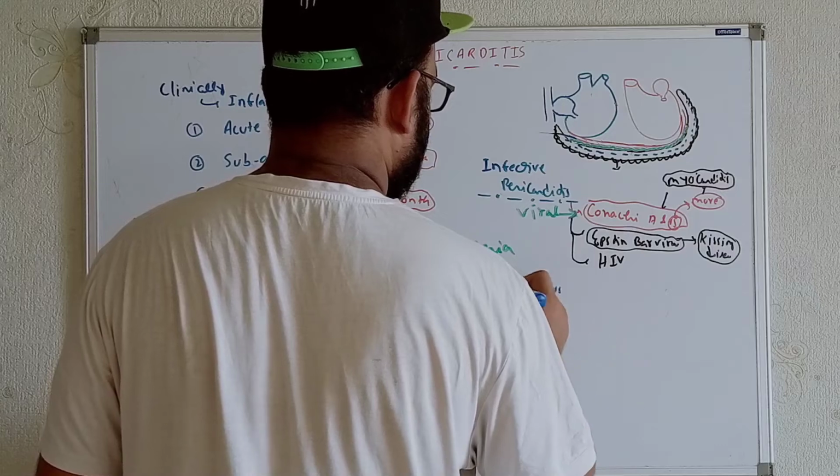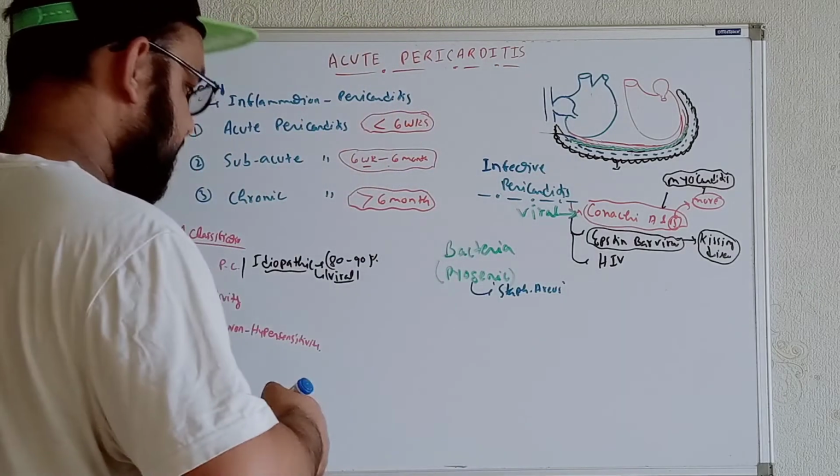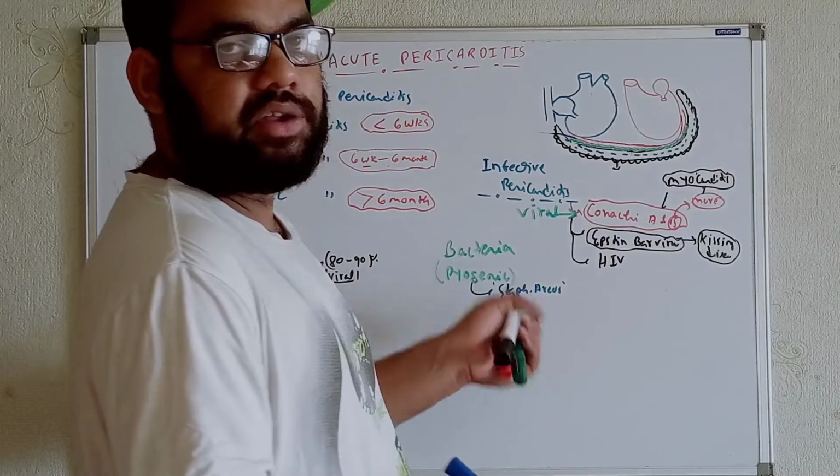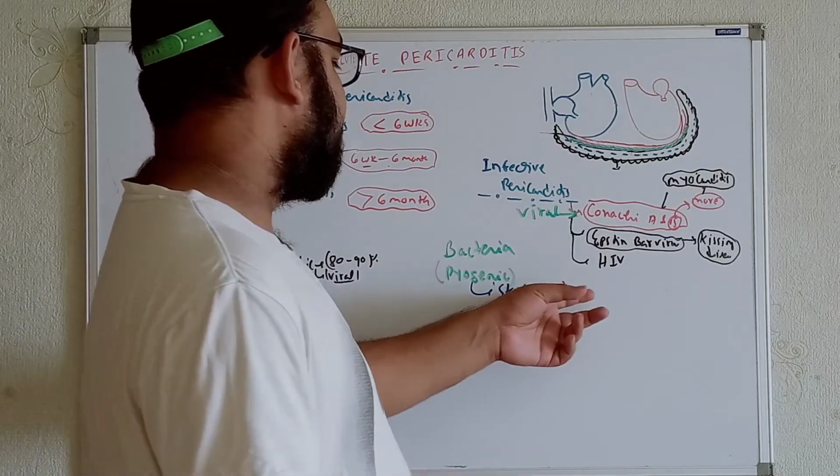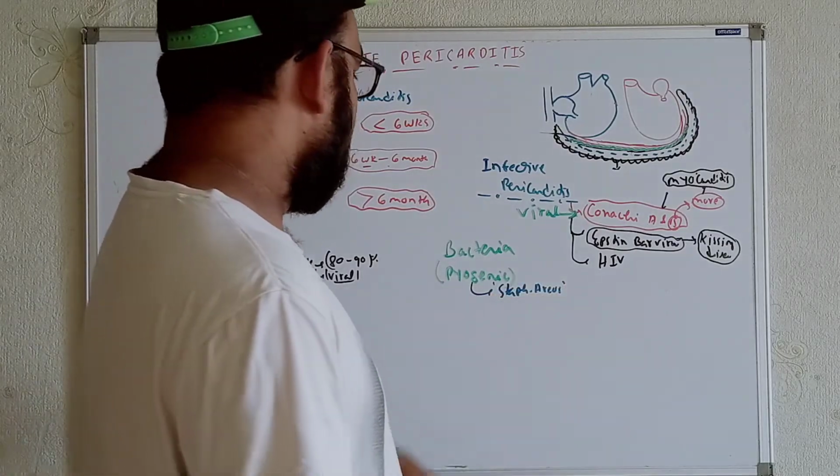We can get the Staph aureus, we can get the Neisseria. Okay, this type of thing we can get. Now you know what the pyogenic bacteria are. I'm not going into details. I have a separate video on that, on microbiology, so you can watch over there.